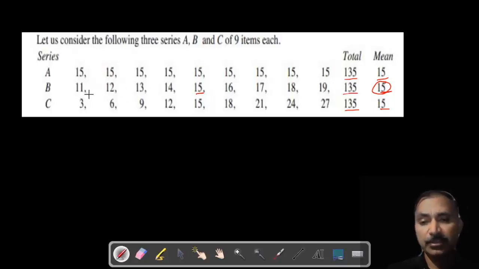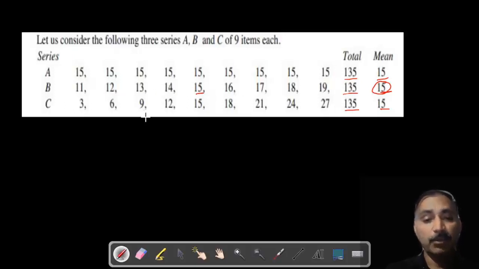That is the difference. If we look at the total of the series B, कितना आता है? 135 आता है. कितने नंबर है टोटल? 9 आइटम्स है. तो ये 9 से जब हम डिवाइड करते हैं 135 को, हमें 15 आ जाता है. तो यहाँ पे डिविएशंस तो है, 15 से थोड़ा नंबर फ्लक्चुएट हो रहा है ऑन द पॉजिटिव साइड एज वेल एज ऑन द नेगेटिव साइड.